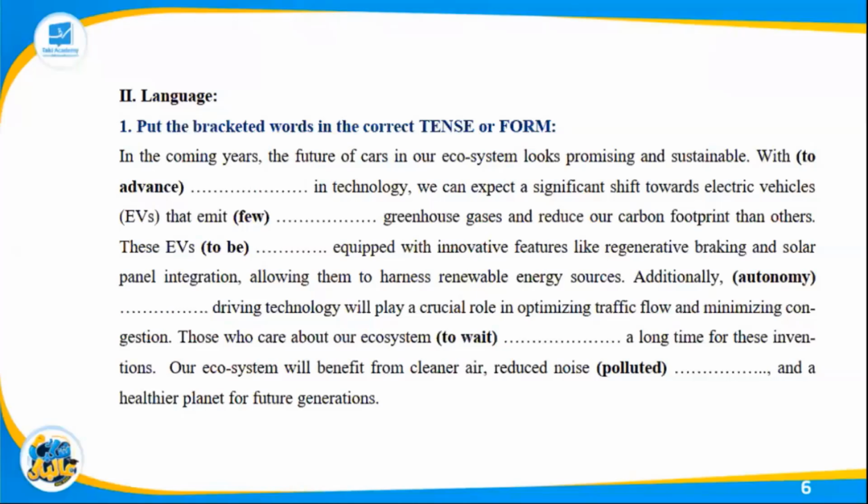The future of cars in our ecosystem looks promising and sustainable, all right? With, to advance in technology, we can expect a significant shift. Here, to advance, what is it going to be? What are we going to turn this word into? We always ask ourselves: with what in technology, okay? With what? When we ask the question what, we are either looking for an object or information. Here, we are going to need a noun. So with to advance, what is the noun of to advance? It is advancement, very good. Advancement.